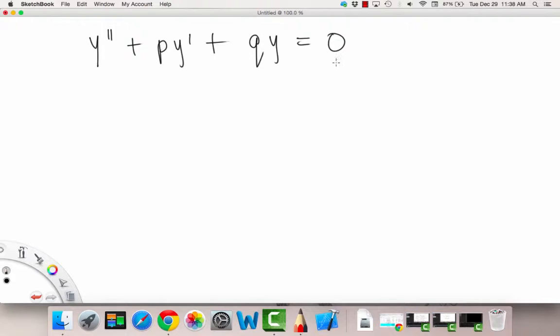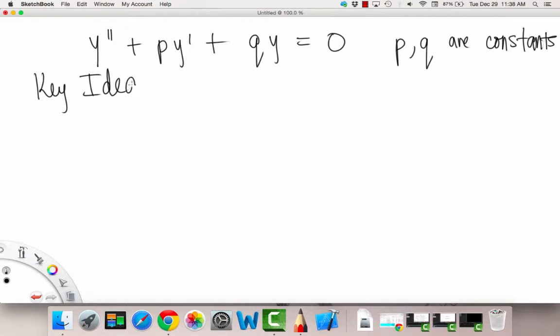The 0 means that our forcing term is equal to 0, which gives us the homogeneous part of our equation. And then our p and q in this case are constants, meaning just numbers like 2 or 3 or 4. So p and q are constants, and everything else just appears as such, the y double prime, the y prime, and the y. Okay, so here's the key idea to solving this kind of equation.